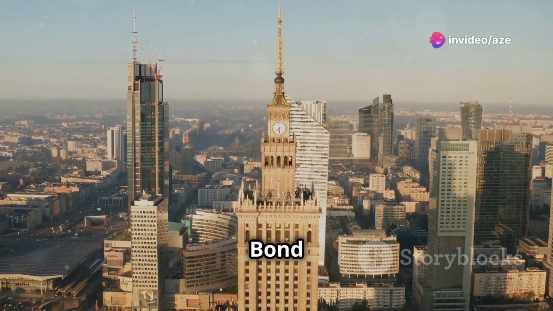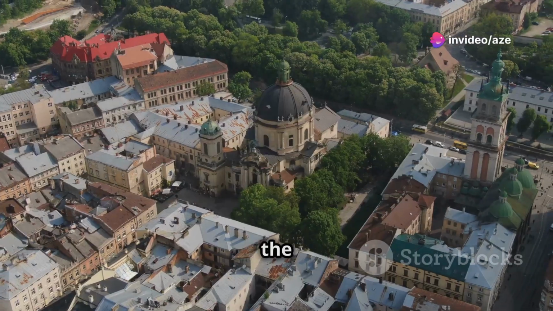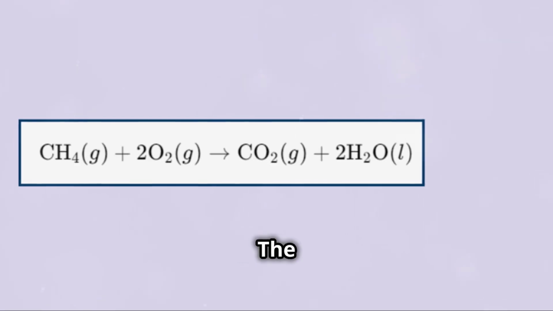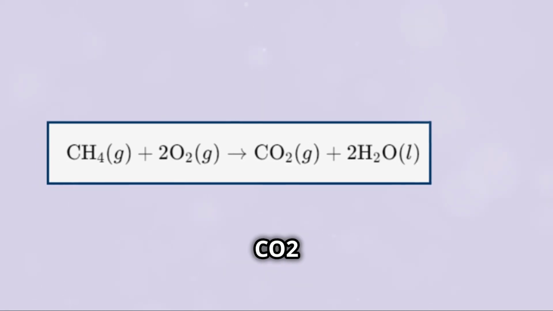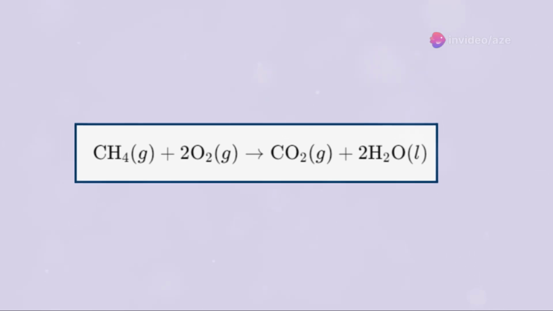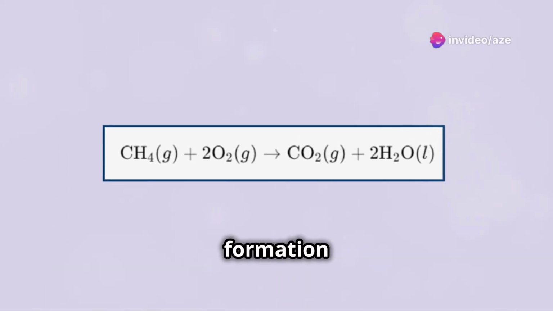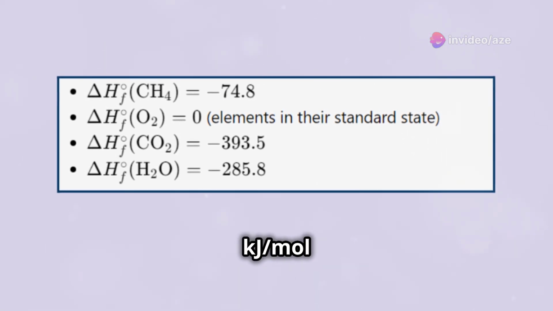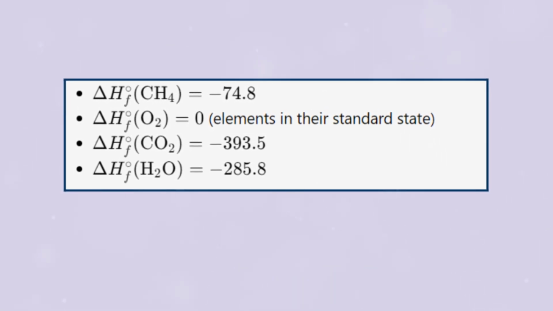Calculating enthalpy change: bond energies in action. Let's calculate the ΔH for the combustion of methane, CH4. The reaction is CH4 + 2O2 yields CO2 + 2H2O. The standard enthalpy of formation for each species involved in the reaction is needed. The values, in kJ/mol, are approximately as shown.